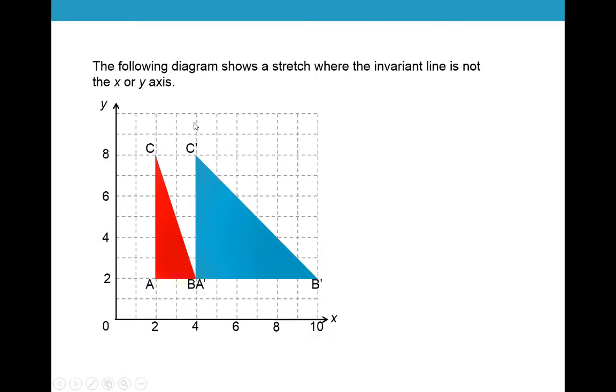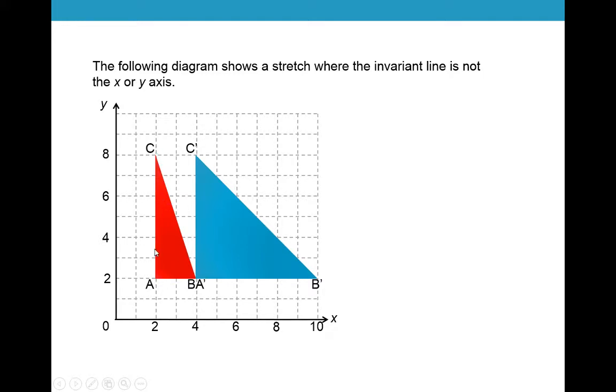Right, next one. The following diagram shows a stretch where the invariant line is not the x-axis or y-axis. So you can see that here is 2, and here is 2, 4, 6. So how do you do this one?